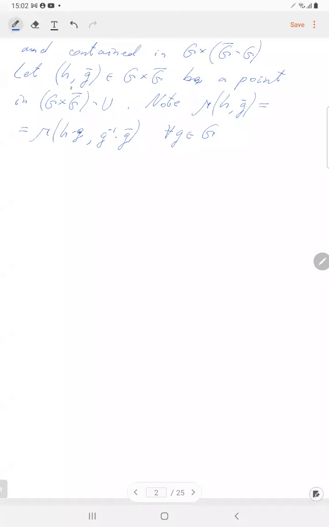Fine. So since there were only finitely many bad points and the group is infinite, we can find such G that moves our point away from this bad finite set. So G is infinite and this bad set is finite.